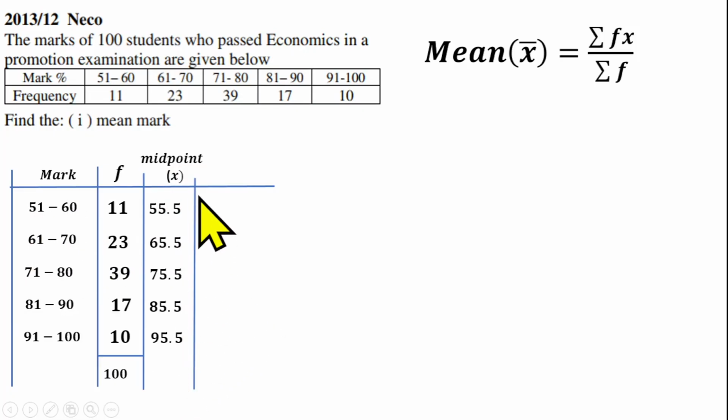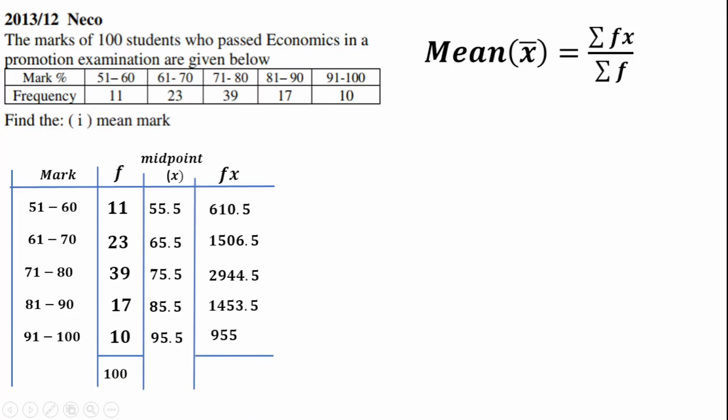So at this point, we can now compute our fx since we now have our x and our frequency. So fx will be 11 times 55.5, that gives us 610.5. 23 times 65.5 gives 1506.5. 39 times this will give us this. 70 times this will give us this. 10 times 95.5 will give us 955.